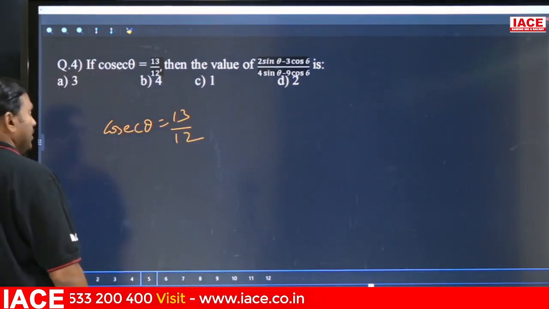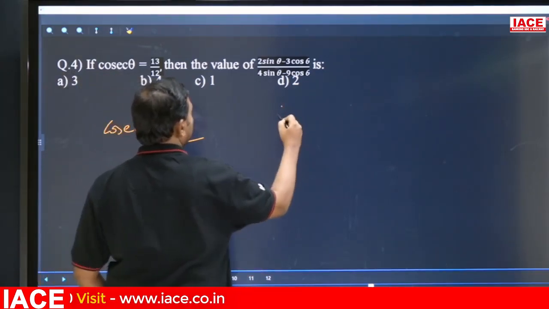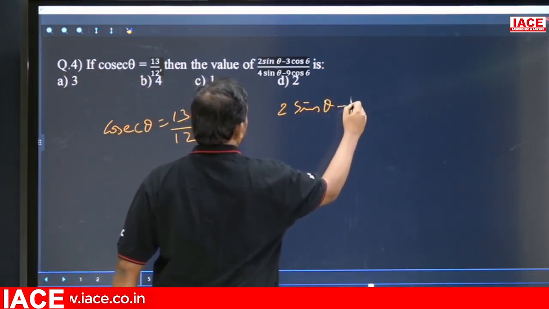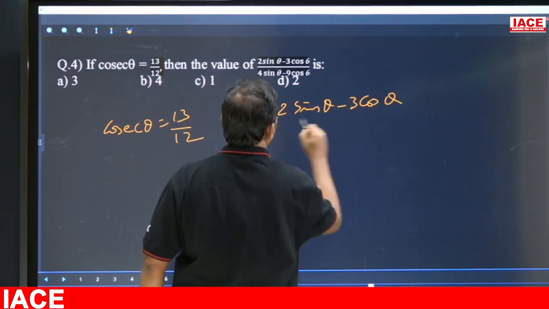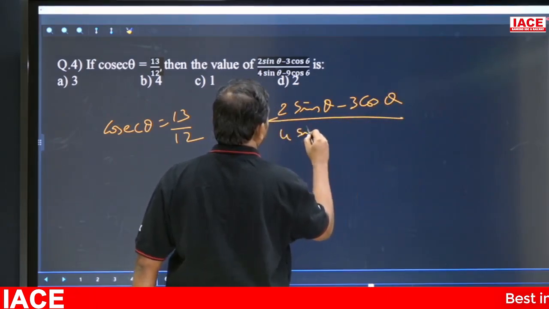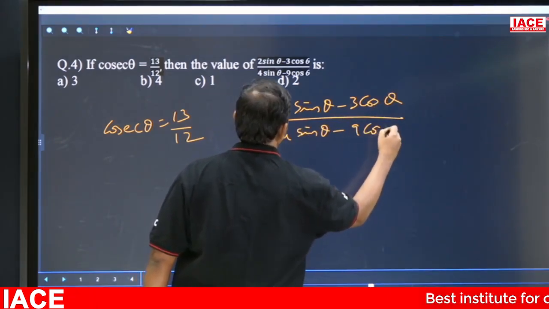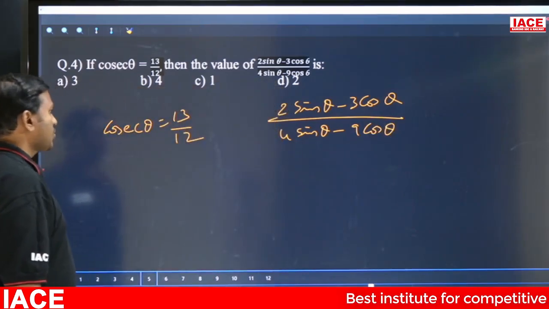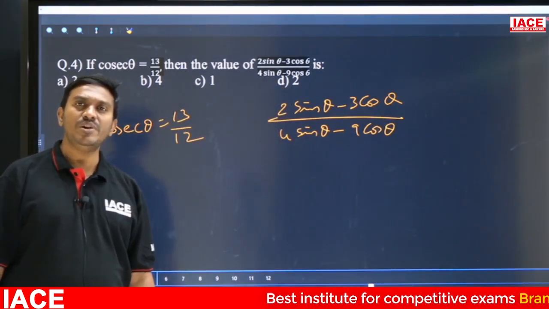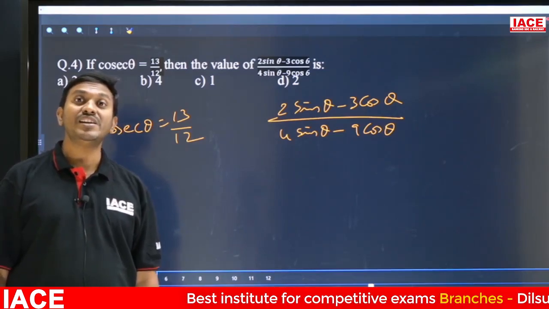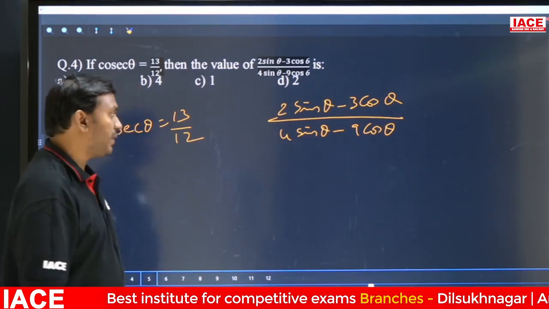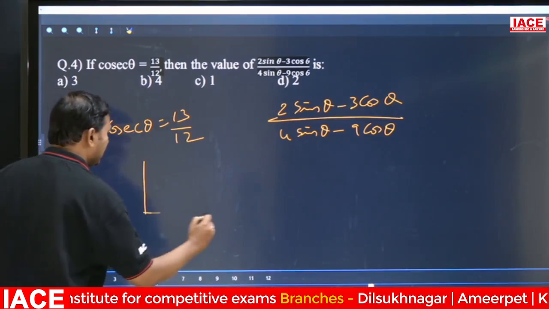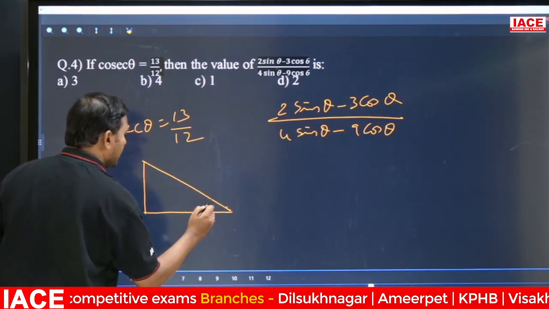Right? Just see. 2 sin theta minus 3 cos theta by 4 sin theta minus 9 cos theta. So this is the value we have to find. Now see, whenever a trigonometric ratio is given like this, that question we have to solve by using Pythagoras theorem. And here it is a triplet, that also we are identifying for theta.